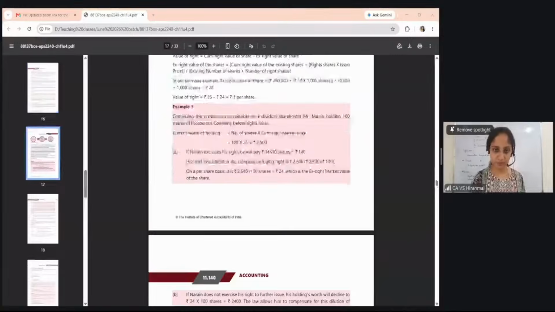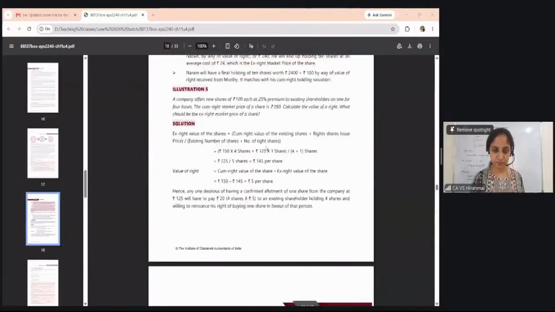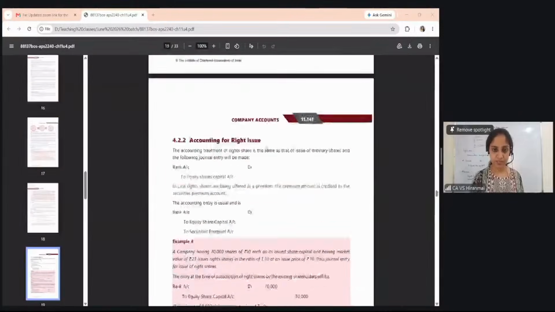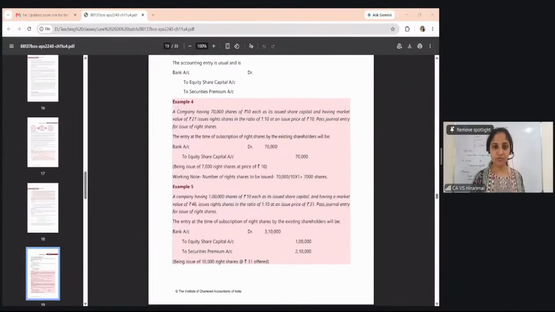In this particular concept, we will go to the rights price. All of you, please see here. Example 4. A company has 70,000 shares of rupees 10 each as its issued share capital, with a market value of 21 rupees. It issues rights shares in the ratio of 1 is to 10 at an issue price. Pass the journal entry.